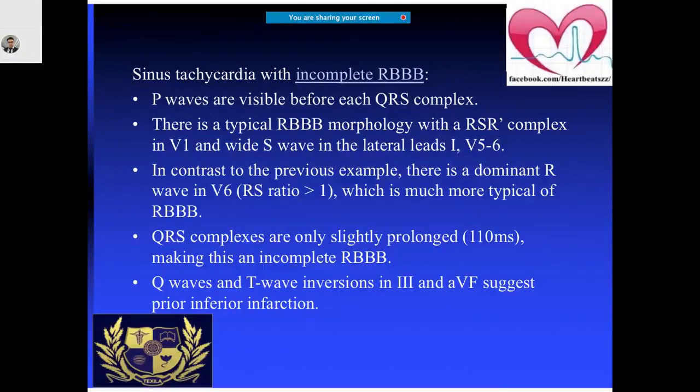And if you try to look at the reasoning as well, I already said why it is called like this. Okay? But if you might have seen the ECG carefully, there was a Q and T wave inversion in III and aVF as well, which will be indicating a prior infarction.